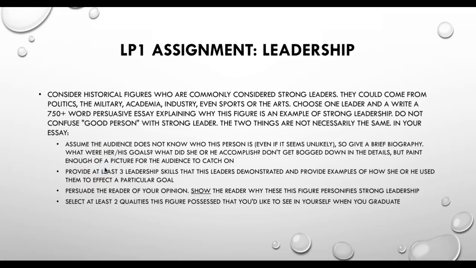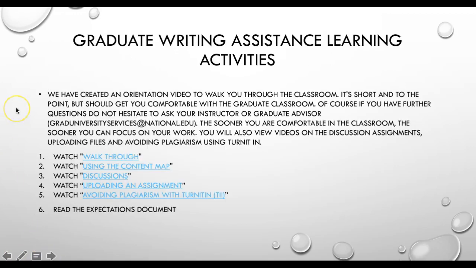So, let's see. My thing don't want to move, okay? All right, the graduate writing assistance learning activities. So this will be found in your writing lab. It should be a tab in your classroom. If you do not have this, please contact your advisor as soon as possible so they can give you access to this. And when you go into the orientation, you'll find this.